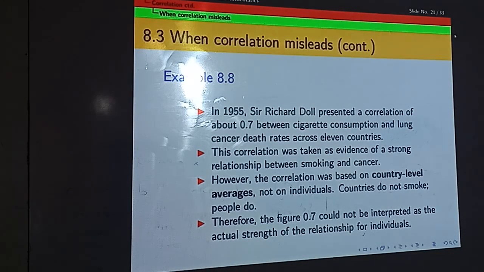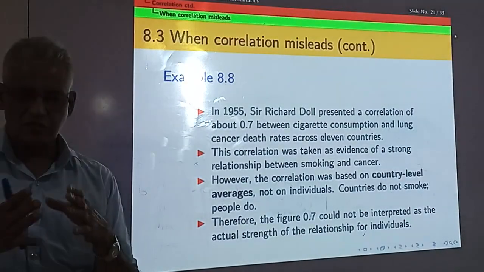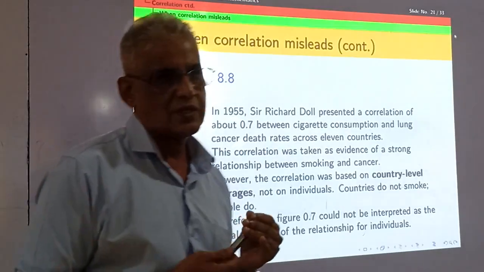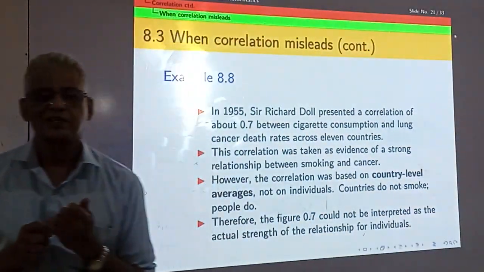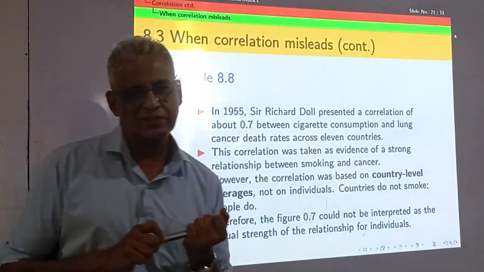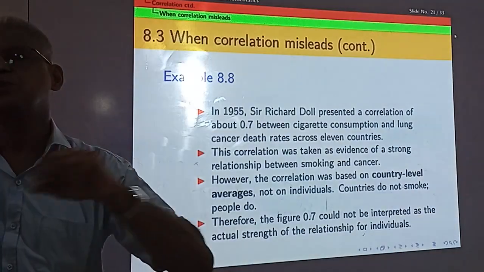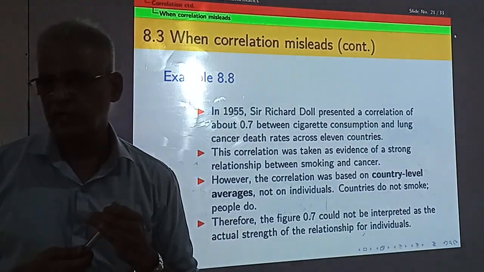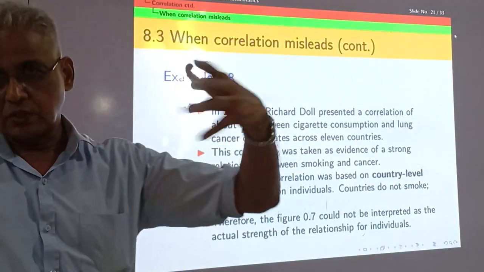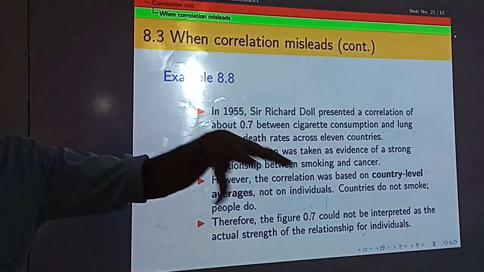But when you have this kind of situation, these averages, correlation between averages is not a good thing to interpret. Because countries don't smoke and countries don't get lung cancer, it's people, right? So only people, you have to get the data from individuals, otherwise you cannot come to that kind of conclusion by looking at the correlation between averages or ratios from different groups.